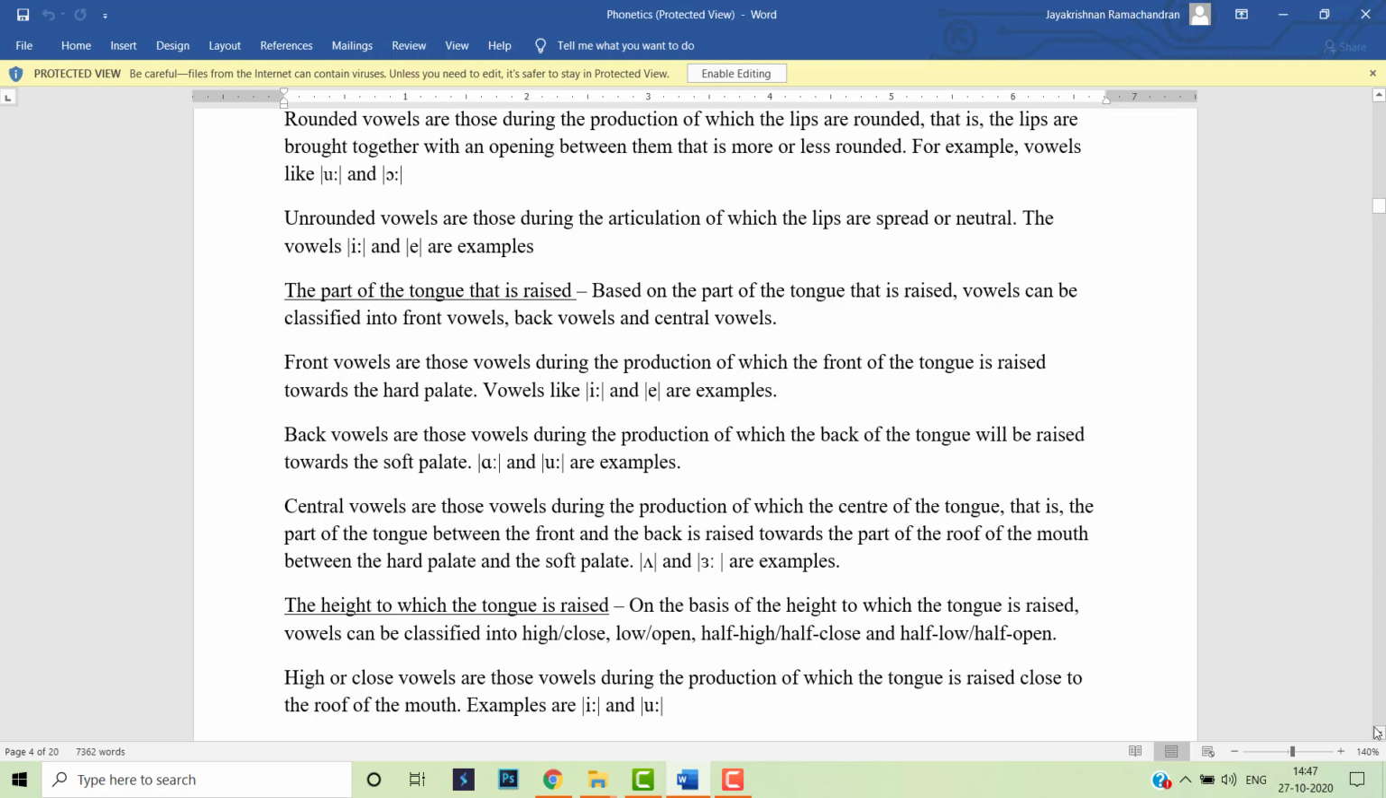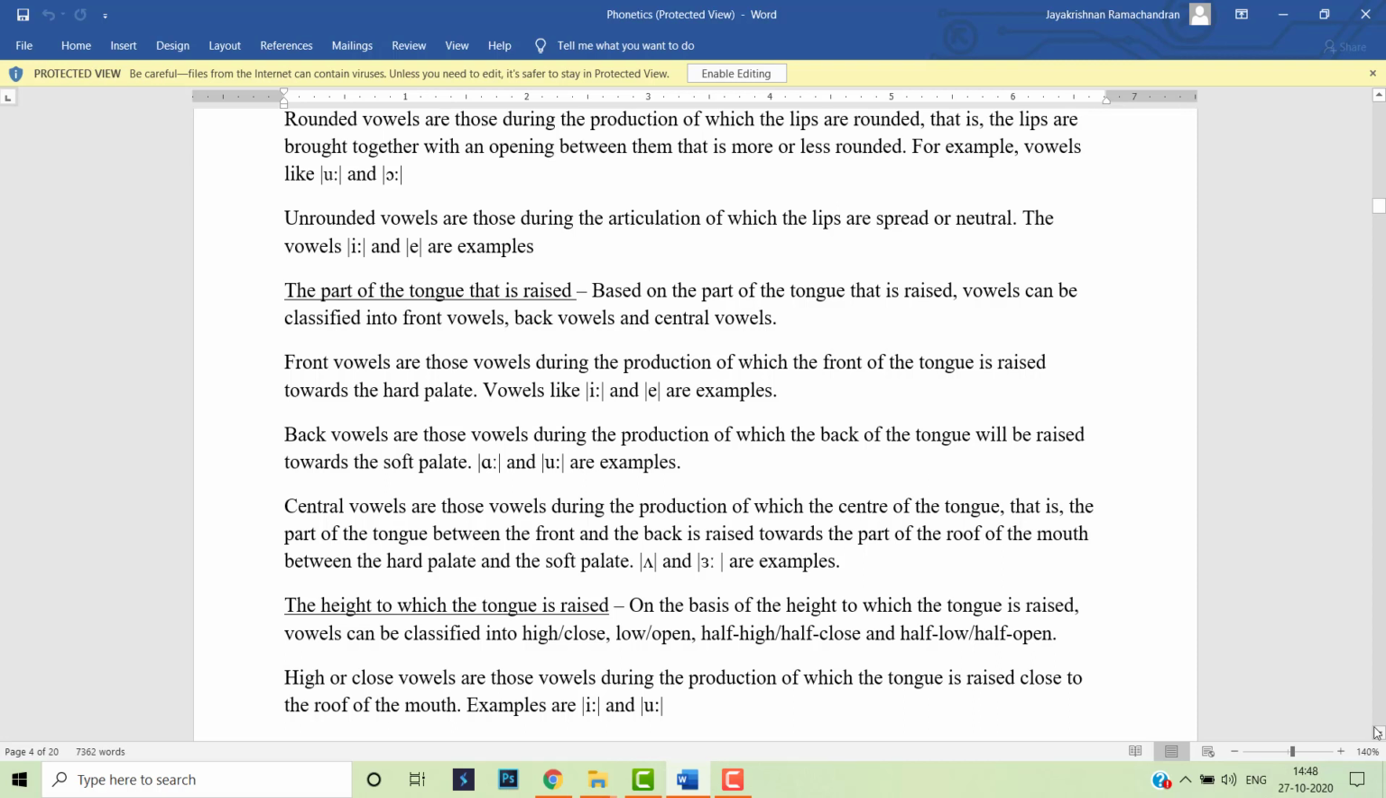Now, central vowels are those vowels during the production of which the center of the tongue, that is the part of the tongue between the front and back, is raised towards the roof of the mouth between the hard palate and the soft palate. So, നാക്കിന്റെ കാര്യത്തിൽ front of the tongue-നും back of the tongue-നും ഇടയ്ക്കുള്ള ആ central portion will be raised towards that part of the roof of the mouth which lies between the hard palate and the soft palate. Hard palate-നും soft palate-നും ഇടയ്ക്കുള്ള roof of the mouth-ന്റെ ആ central portion-ലേക്ക് നാക്കിന്റെ central portion raise ചെയ്യുകയാണെങ്കിൽ such vowels are called as central vowels.